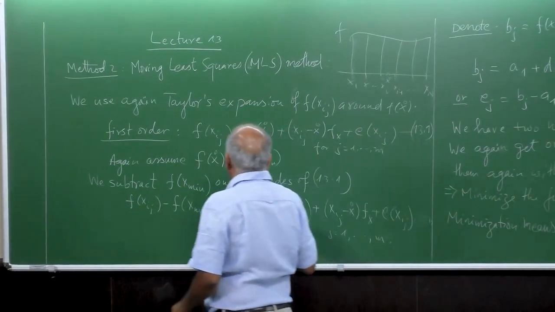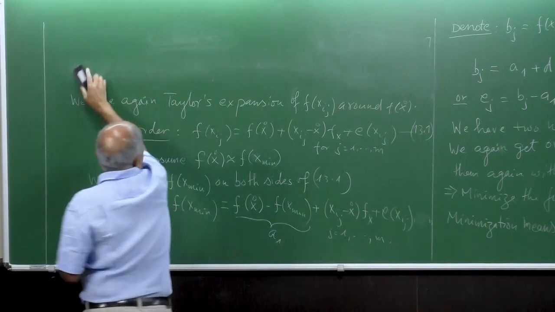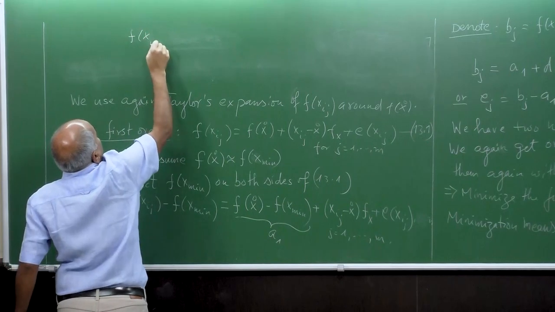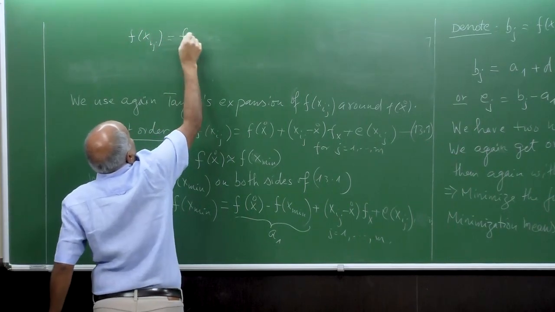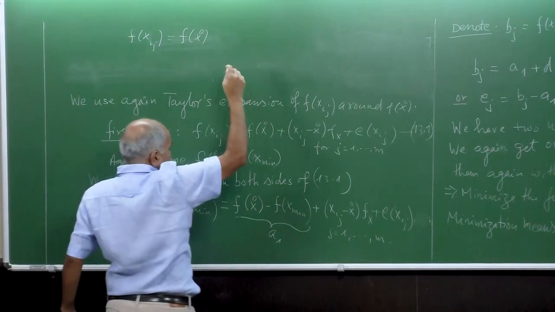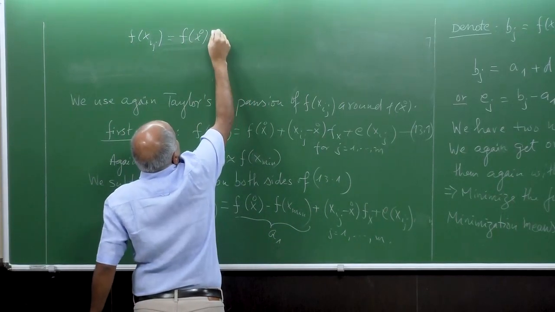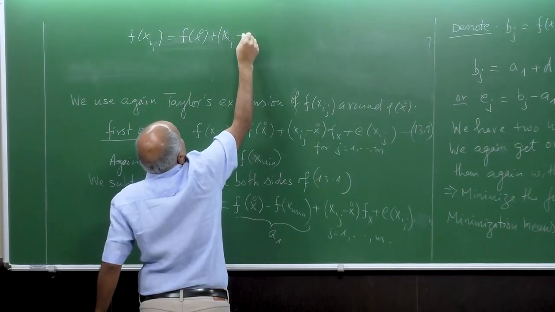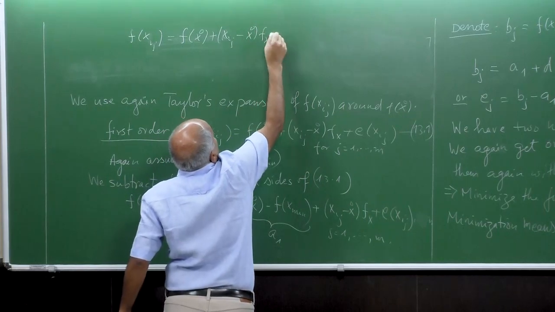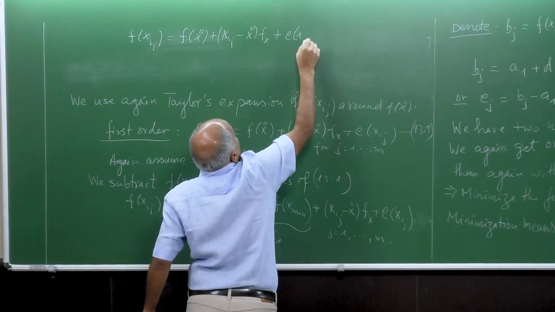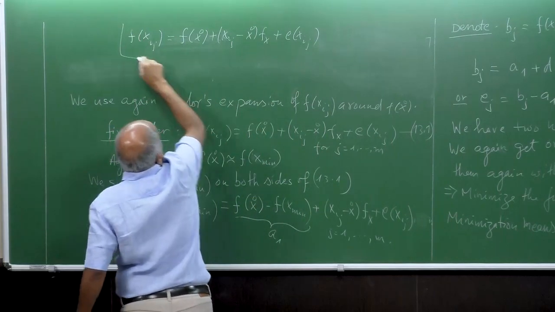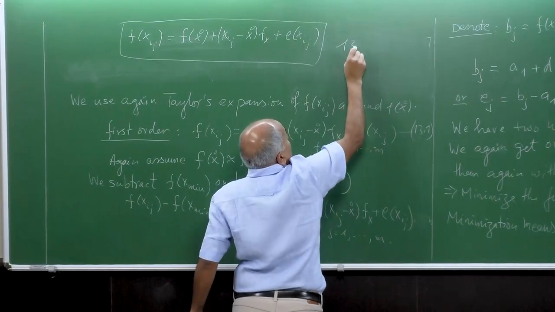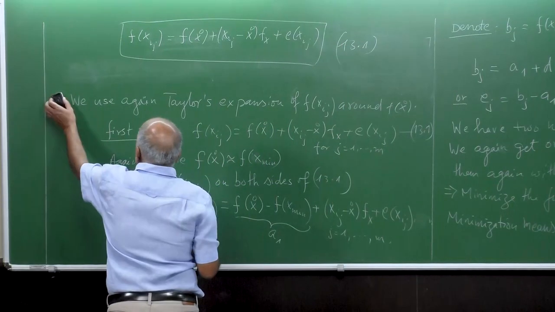So what do we have? I will write our first equation, what we are having. f of xij is equal to f of x0 plus (xij minus x0) fx plus e of xij. So that we are having our equation number 13.1.